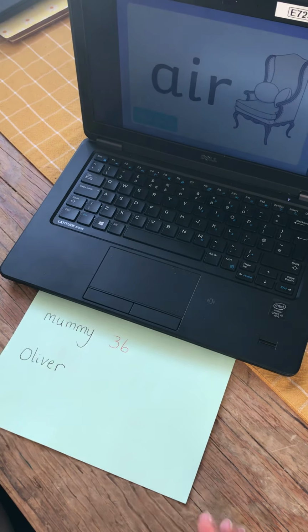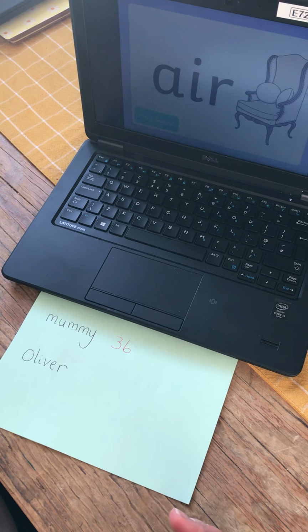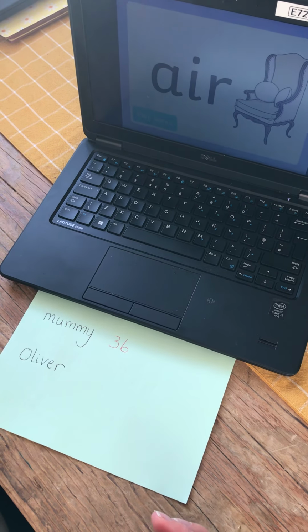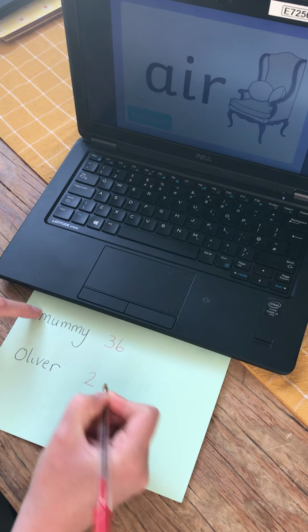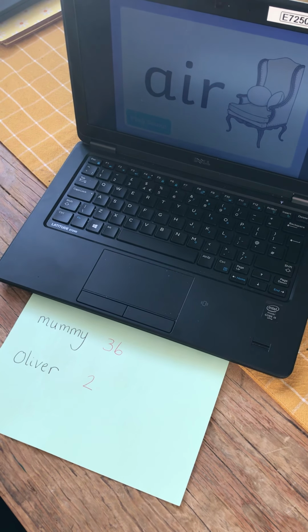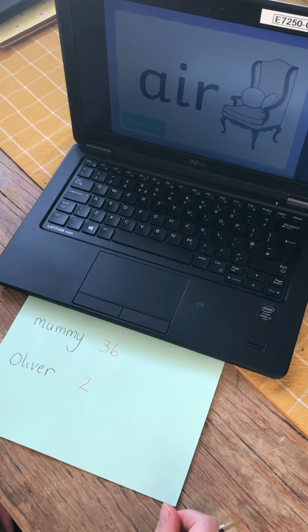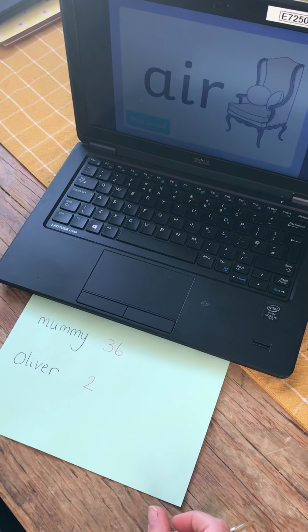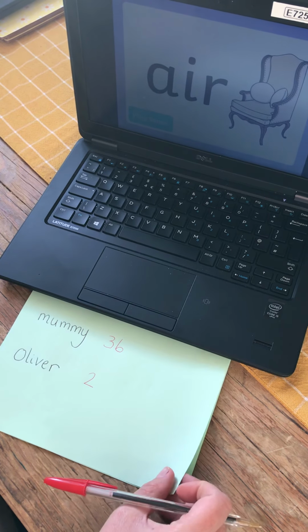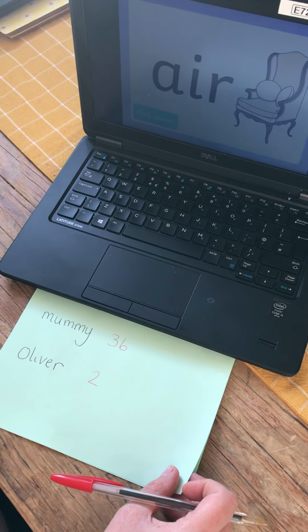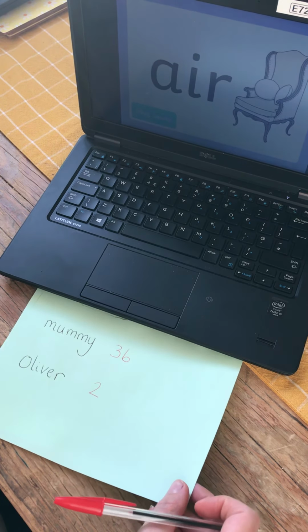What Miss Skinner and I are really looking for this week is just practicing number formation. Oliver, he is 2, so I'm going to write the number 2. Make sure your child has written the number the correct way. And again, just discussing numbers and numbers all around us will really help your child to embed those higher and slightly bigger numbers.